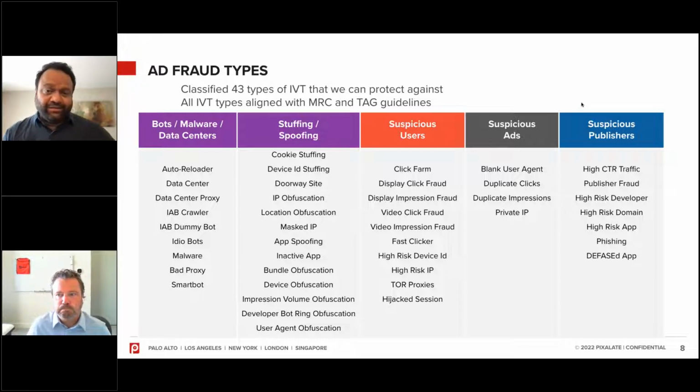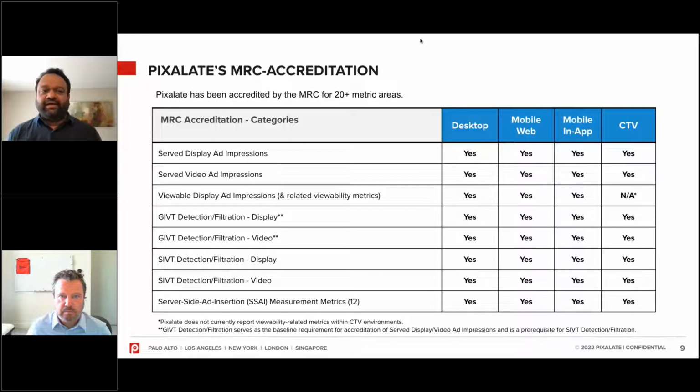Yep. And to that point, continuing on that thread, on the next slide I did want to highlight the MRC accreditations that Pixalate has. We have MRC accreditations across a whole host of categories. I think we were one of the first to really start getting accredited, and I think we might have one of the broadest sets of accreditations across the board. I also wanted to emphasize the CTV and SSAI related accreditations as well. I think we were among the first to be accredited on that front as well, and we have a pretty wide breadth of capabilities there.